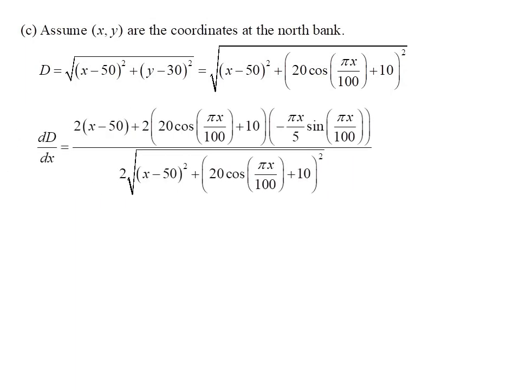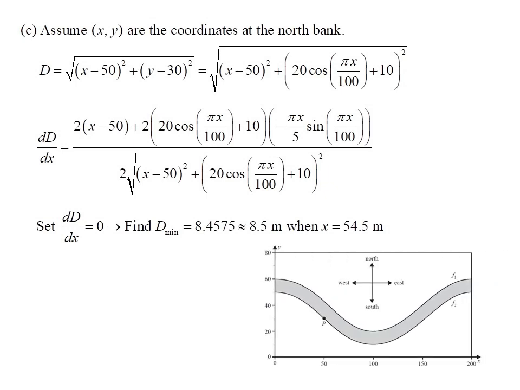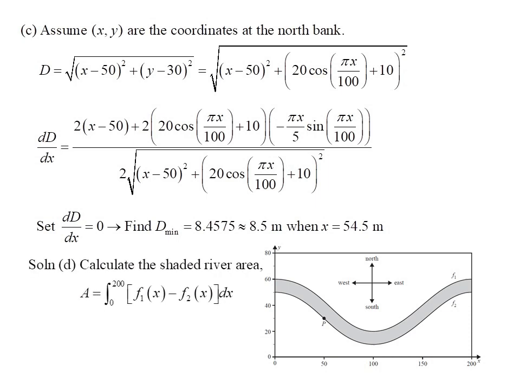Differentiate the distance with respect to x and then set it to 0. Hence, with the help of a CAS graphic calculator, we find the minimum distance is about 8.5 meters when x equals 54.5 meters.